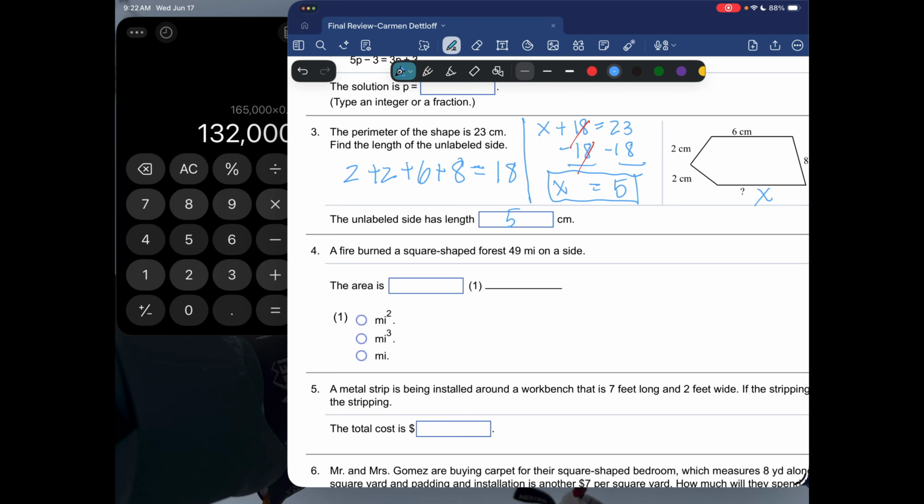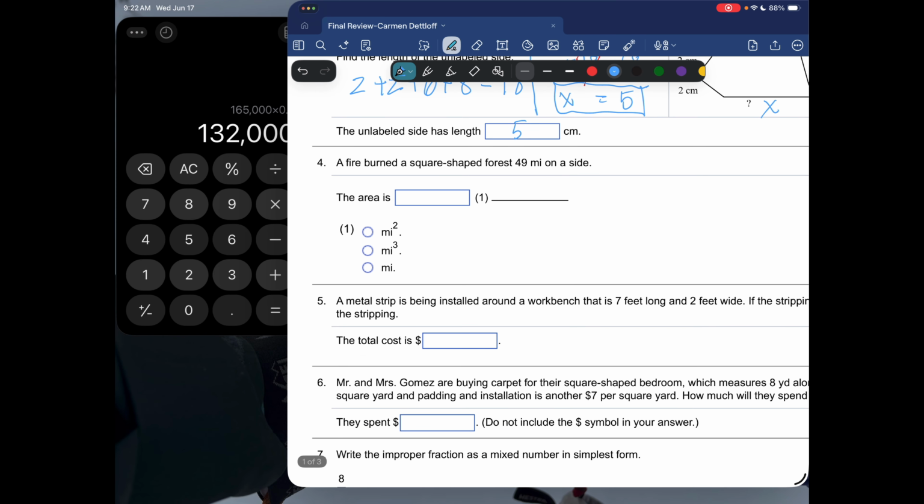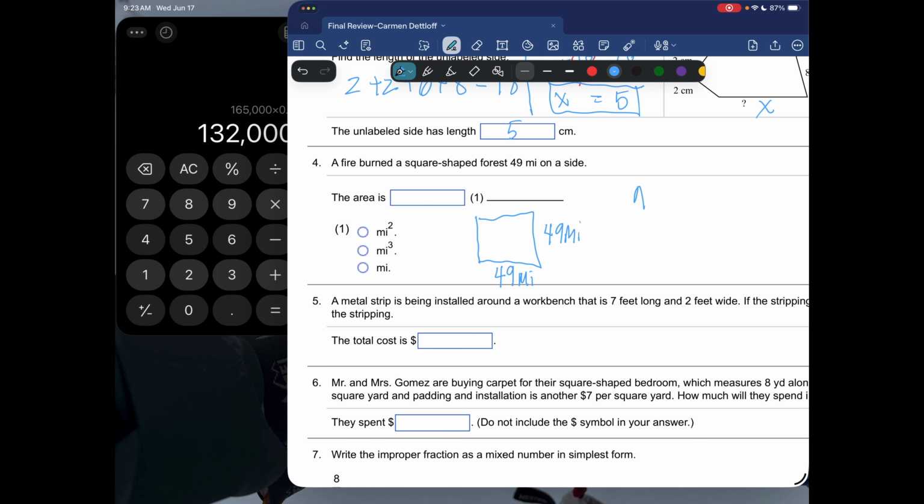Awesome. A fire burned a square-shaped forest with 49 miles on each side. So I'm going to draw a forest. That is a square, in case you're curious. It's not a great square, but it's a square. 49 miles, and it's a square, so it's going to be the same on all sides. And it says, what is the area? Area of a square equals side squared. So my side is 49 squared.